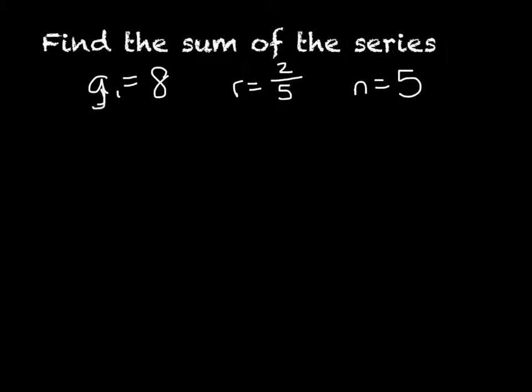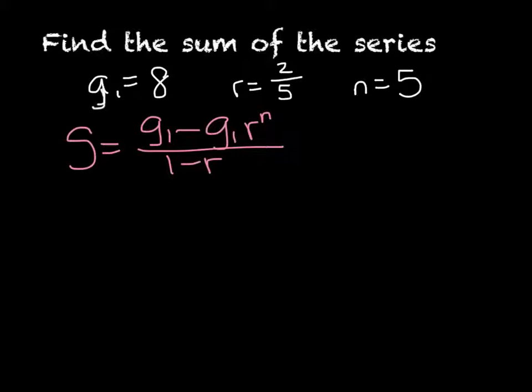Find the sum of the series. The first term is 8, ratio is 2 over 5, and we're taking the sum of the first 5 numbers. So all we have to do here is plug it into our formula, the first one, which was Gn equals G1 minus G1 R to the n over 1 minus R.